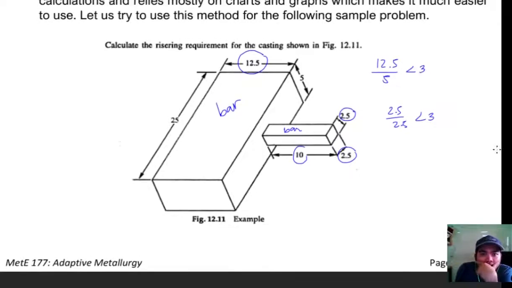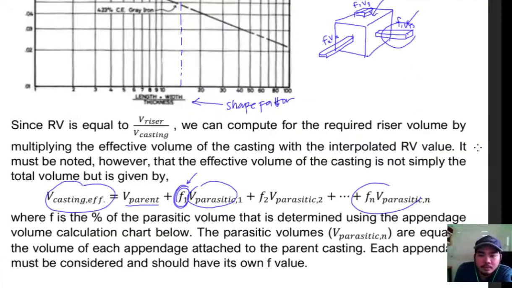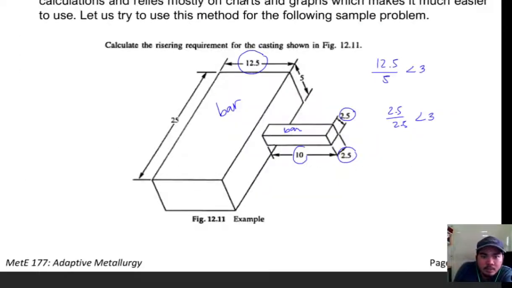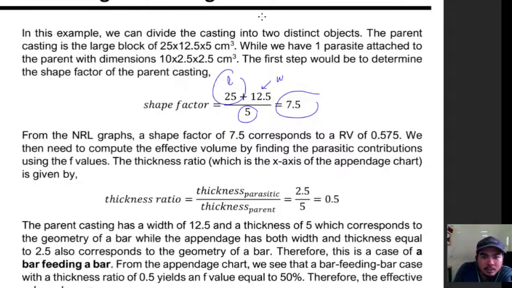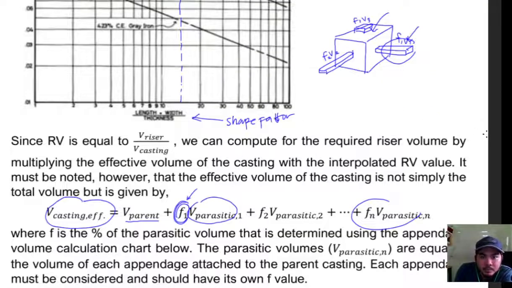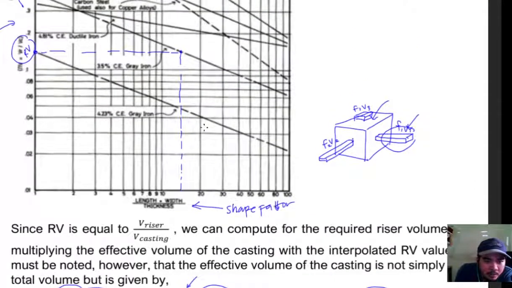Hindi pala sinabi kung ano siya, no? Pero, sige, try natin i-solve, no? Ano yung shape factor? 7.5. So, ang nakuha niya is 0.575. 7.5 is somewhere, and again, ito kasi class is a, this is a logarithmic chart.